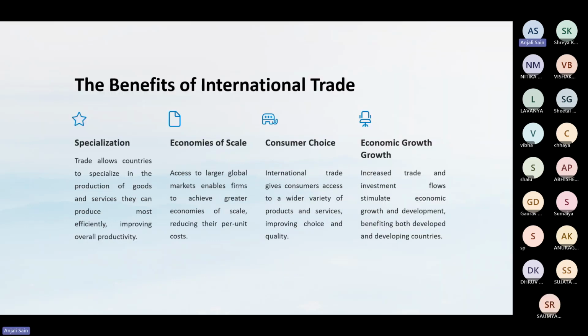Then comes the benefit of international trade. First is specialization. International trade allows a country to specialize in the production of goods and services. They can produce more efficiently, improving overall productivity. अगर मैं इंटरनेशनल बिजनेस कर रही हूँ एंड आई एम डूइंग ट्रेड ऑन इंटरनेशनल लेवल, तो मैं क्या करती हूँ, आई एम स्पेशलाइजिंग इन द प्रोडक्शन ऑफ गुड्स एंड सर्विसेज विच आई एम गुड एट मेकिंग. मैं उसको ज्यादा अच्छे एफिशिएंटली बना सकती हूँ एंड एट अ लो कॉस्ट बना पाऊंगी if I am doing trade on an international level.